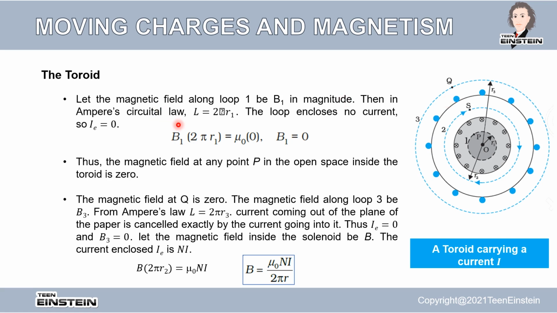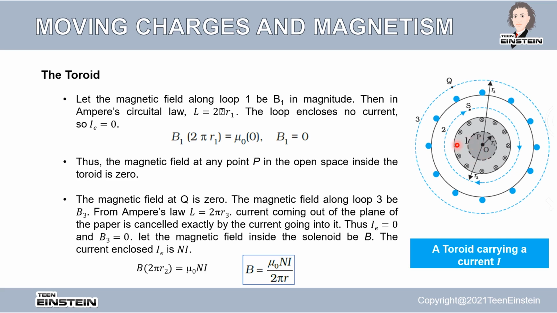Now let the magnetic field along loop 1 be B1 in magnitude. Then in Ampere's circuital law, we have L equal to 2 pi R1. The loop encloses no current, so I equal to 0. So what do we see here? Let's just take the loop 1. It does not enclose any current because it is inside and there is no current in it. So the loop does not enclose any current, so I equals 0. When I equals 0, then B1 is also equal to 0. So the magnetic field inside this point is 0.